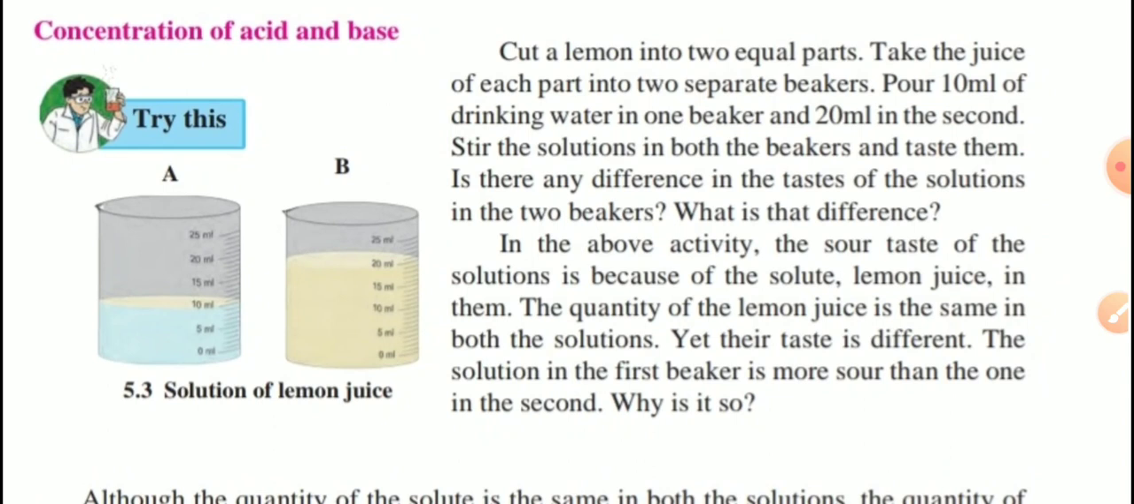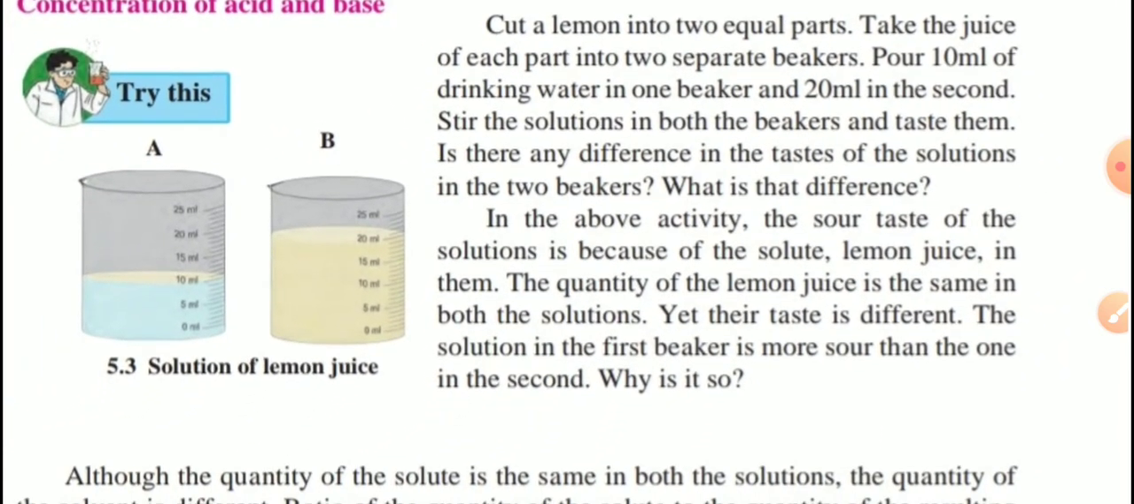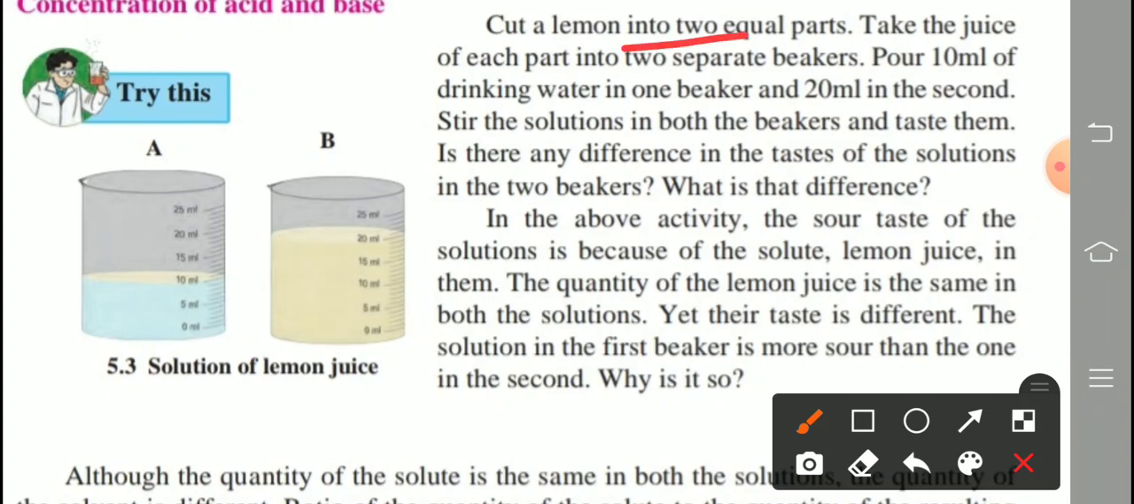Now alongside, see the figure and what is given. Cut a lemon into two equal parts. Take the juice of each part into two separate beakers. Pour 10 ml of drinking water in one beaker and 20 ml water in the second. This is the first beaker A, this is the second beaker B. Now stir the solution in both the beakers and taste them.